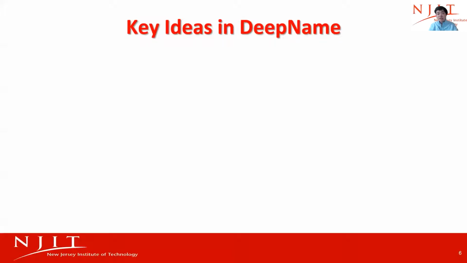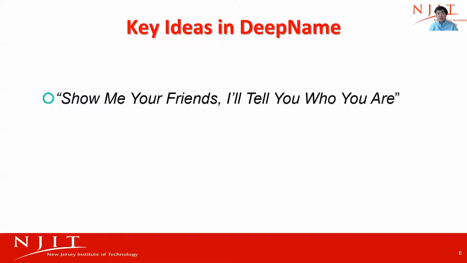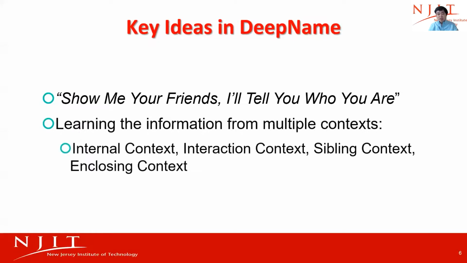We have several key ideas here. The first key idea is: show me your friend, I will tell you who you are. This means that we not only want to learn what the method contains, but also what the method's callers and callees contain. Based on the caller and callee information, we can suggest the correct method name for the current method. The second key idea is that we want to learn information from multiple contexts. These contexts include the internal context, interaction context, sibling context, and the enclosing context. The details of each context we will introduce later.